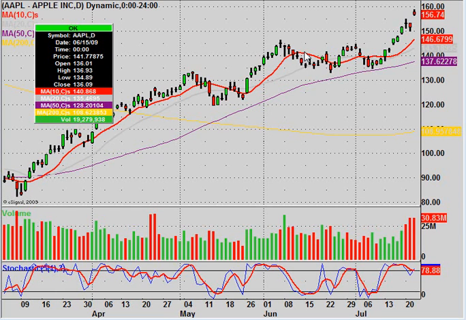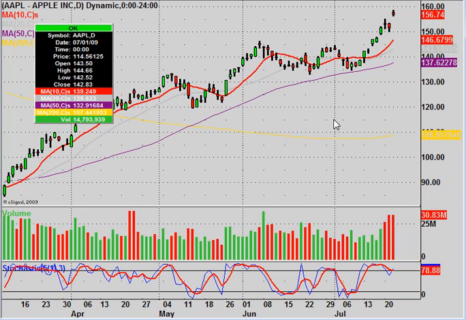Hey, it's Clay Trader, and this will be a video chart on Apple, AAPL. Yes, this is the Apple that everybody knows about, Apple computers, Macintosh, all that kind of stuff.